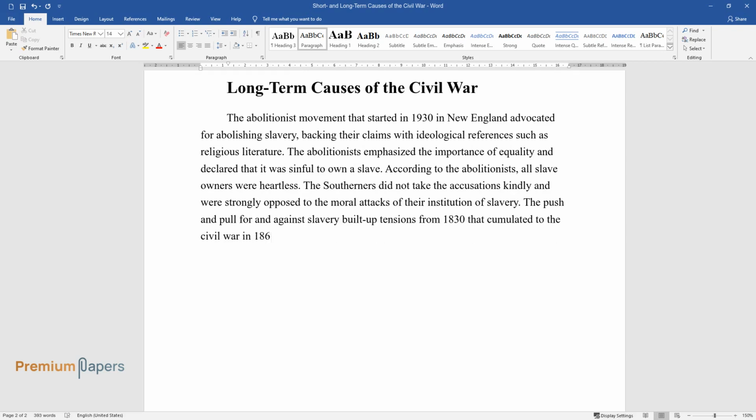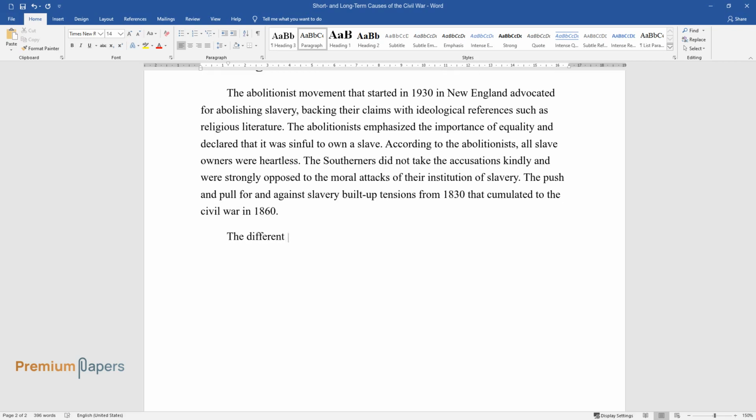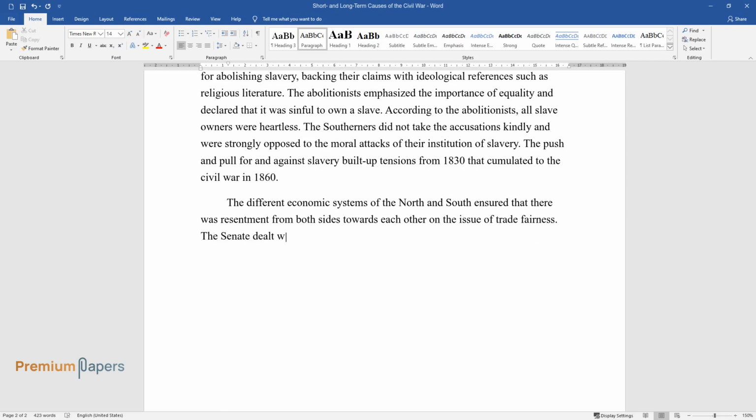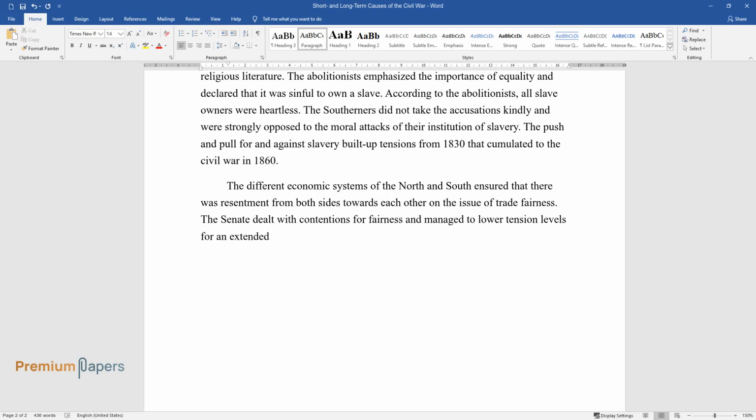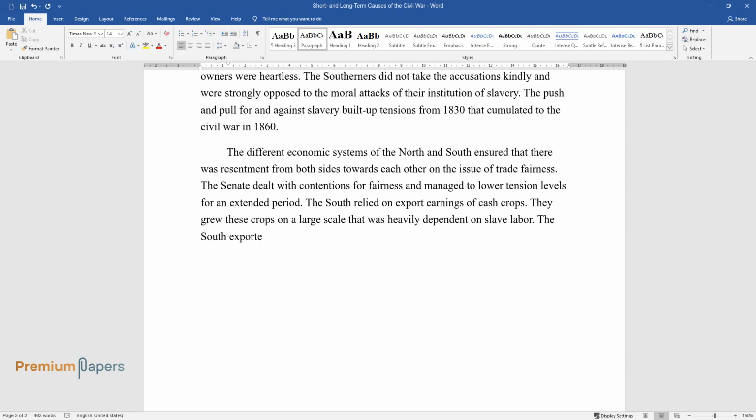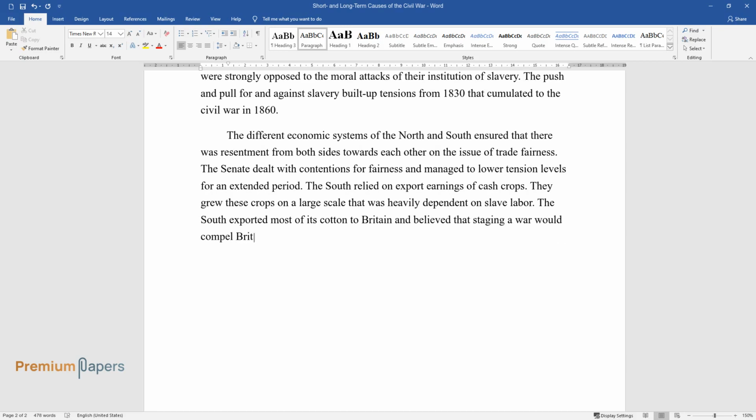The different economic systems of the North and South ensured that there was resentment from both sides towards each other on the issue of trade fairness. The Senate dealt with contentions for fairness and managed to lower tension levels for an extended period. The South relied on export earnings of cash crops. They grew these crops on a large scale that was heavily dependent on slave labor. The South exported most of its cotton to Britain and believed that staging a war would compel Britain to assist the South in safeguarding its cotton source.